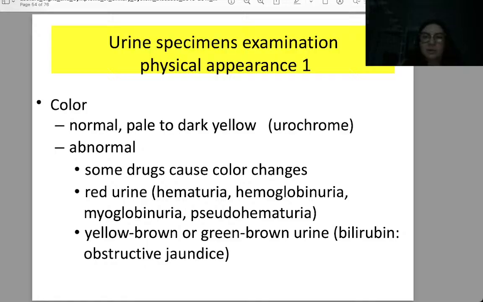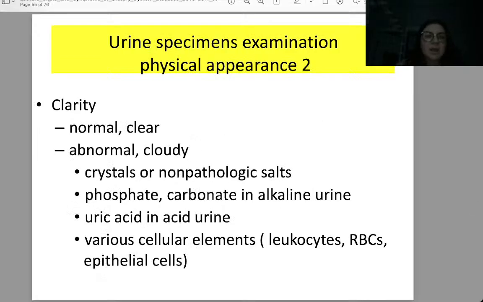You remember what that is. According to clarity, it can be normal, clear, or abnormal, cloudy. Cloudy is most often due to crystals or non-pathologic salts, due to phosphate and carbonate in alkaline urine, due to uric acid in acid urine, and various cellular elements like leukocytes, red blood cells, epithelial cells.